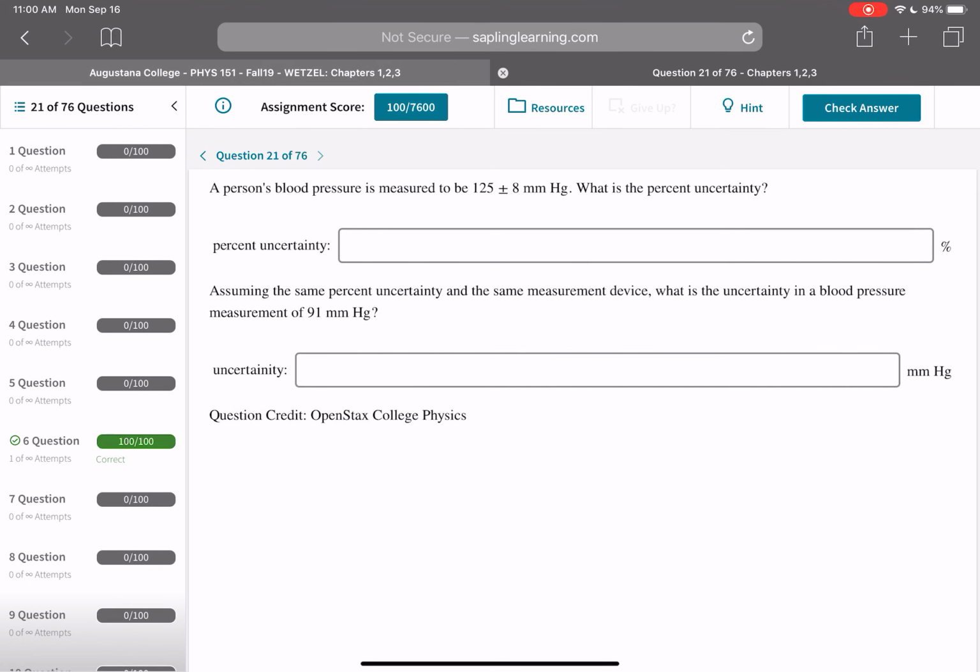Blood pressure is this. What's the percent uncertainty? 8 over 125. Assuming the same person, the same device, the uncertainty is 91. 91 times that same percent uncertainty will be the uncertainty. So in the first case, you do 8 over 125. In the second case, you do whatever the result of that is times 91, and then that will become your uncertainty.